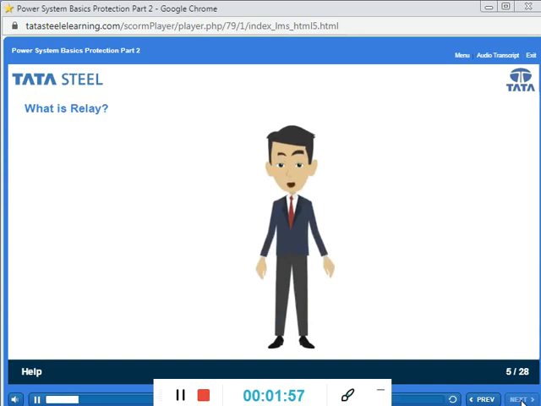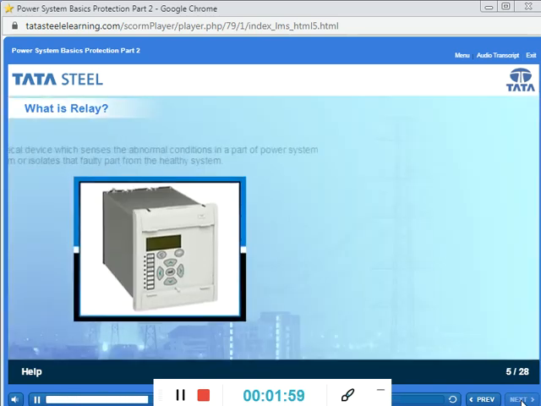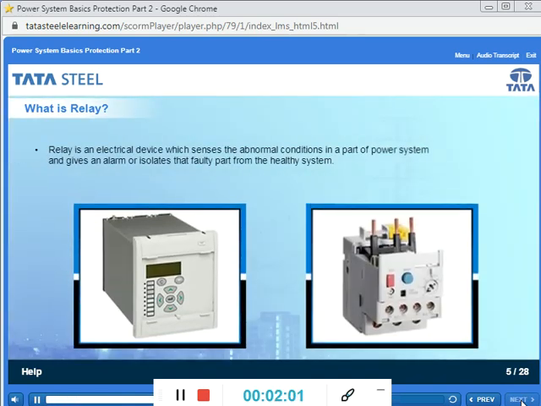Let us begin by understanding what is a relay. Relay is an electrical device which senses the abnormal conditions in a part of power system and gives an alarm or isolates that faulty part from the healthy system.